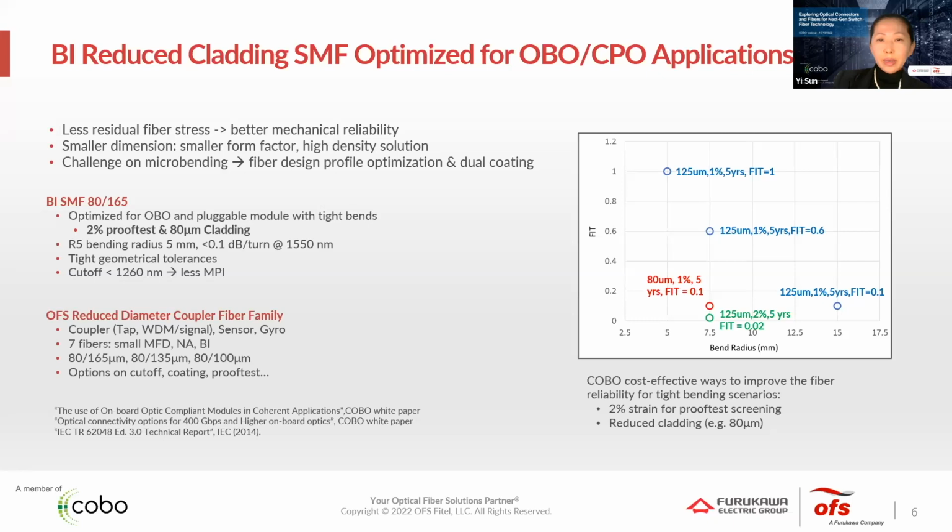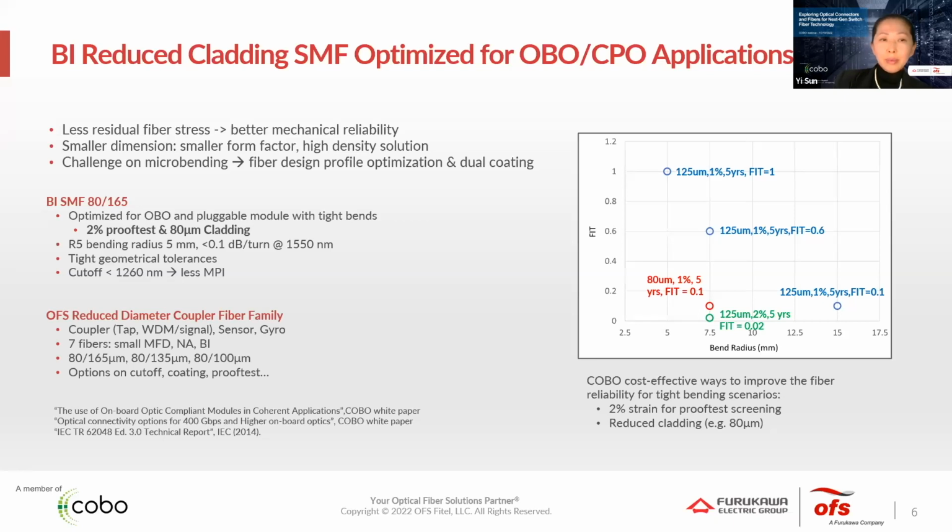And here's a figure I put together to summarize several combinations of fiber cladding diameter and proof test strain, the failure rate and the bend radius. The green is with doubled proof test strain to 2%, that reduced the failure in time by 30 times. And the red is the reduced cladding, and that improves the failure in time by 6 times. And the reduced cladding results in less residual fiber stress. That means better mechanical reliability and also enables smaller form factor for high density solutions.